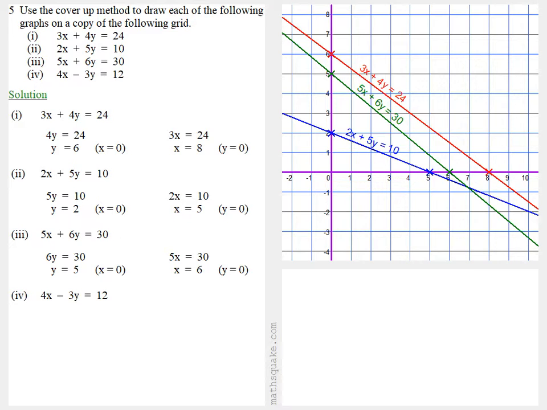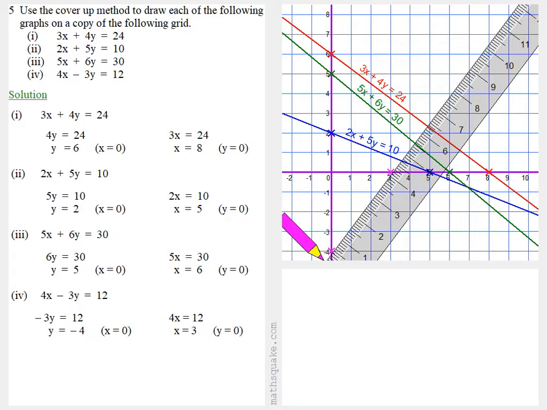In part 4, we have 4x minus 3y equals 12. If we cover up the x term, we have minus 3y equals 12, which means y is equal to minus 4. If we cover up the y term, we have 4x equals 12. In other words, x is equal to 3. So if we plot the points (0, minus 4) and (3, 0), we can join with a straight line, and that is our graph.